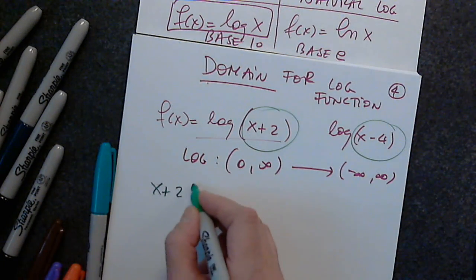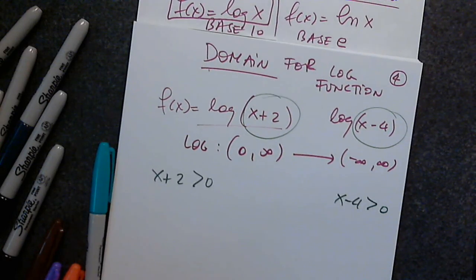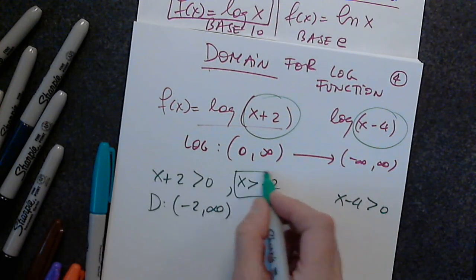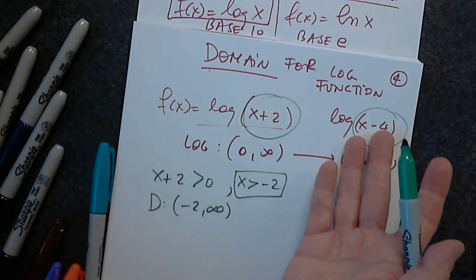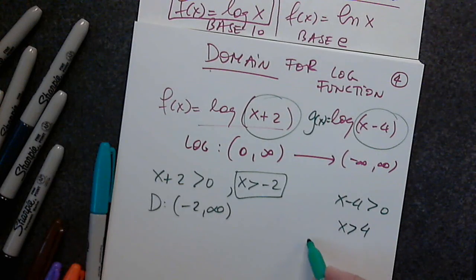For the first function, x plus 2 has to be greater than 0. For the second function, x minus 4 has to be greater than 0. The first domain is -2 to infinity because I have to write x greater than -2. For the second function, I'm going to call it g of x. The domain will be x greater than 4, so the domain for g is 4 to infinity. That's how we determine the domain of a log function. The quantity the log is applied to has to be strictly greater than 0.